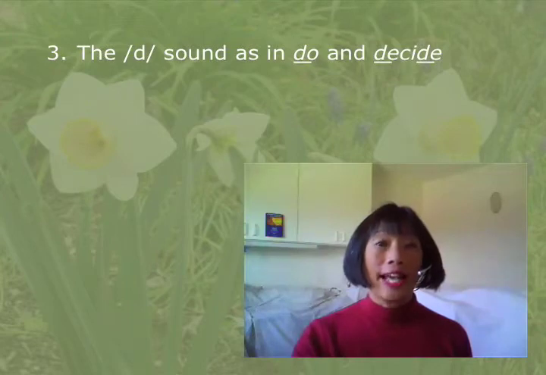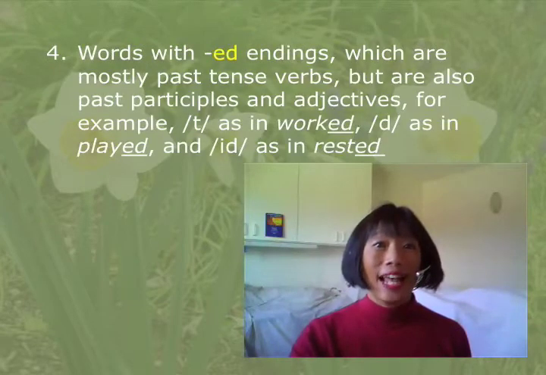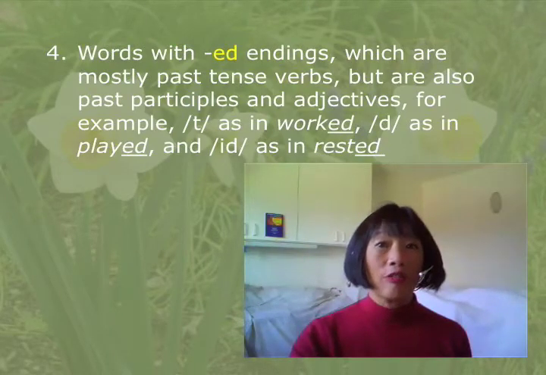The d sound, as in do and decide. Words with ed endings, which are mostly past tense verbs but are also past participles and adjectives. For example, t as in worked, d as in played, an extra syllable id as in rested.